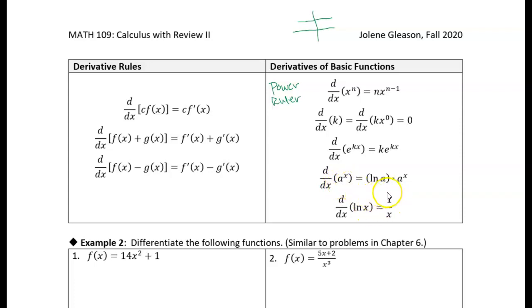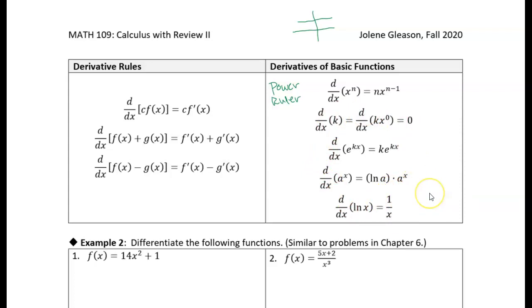Also, this one I'm not sure about because you didn't cover natural logs in 108, but I'll just give it to you. The derivative of the natural log is 1 over x. These are derivatives of basic functions that you should just have memorized. You need to know these. If you want more explanation of where these come from, I can give you that. Just let me know.